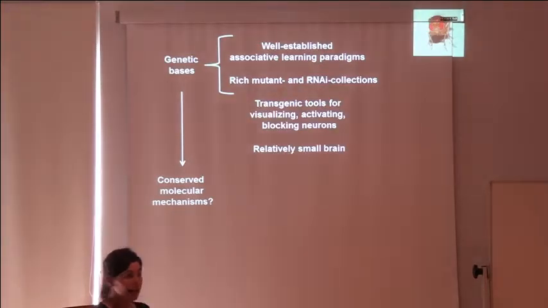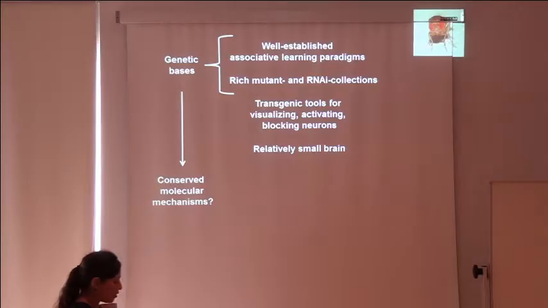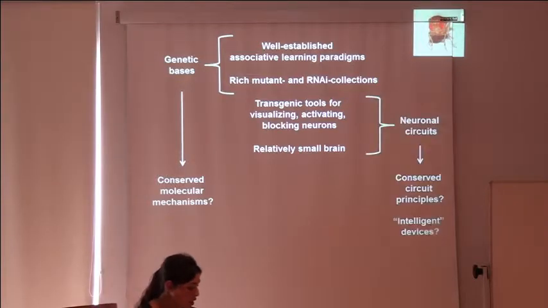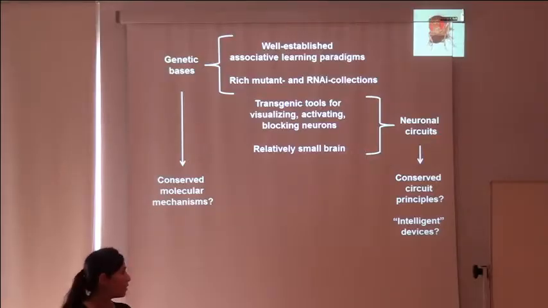Now, in addition to that, the fly has transgenic tools which enable us to interfere with neurons in a very specific way. So in the big neuronal circuitry, which is called the brain, you can target even single neurons in the fly. Together with the fact that the brain is rather small with rather few neurons, this enables us to make very detailed neural circuit analysis.